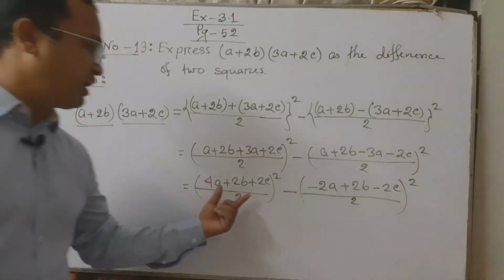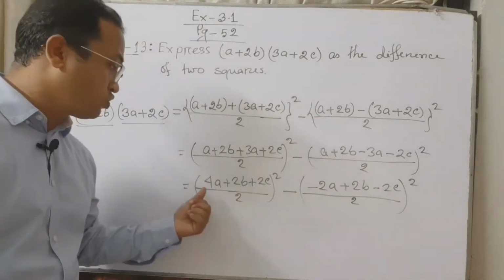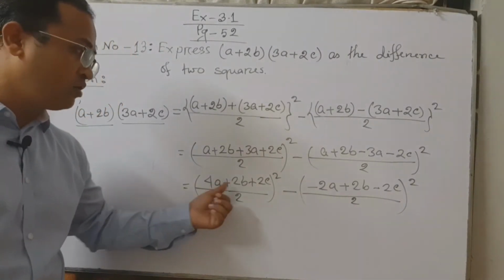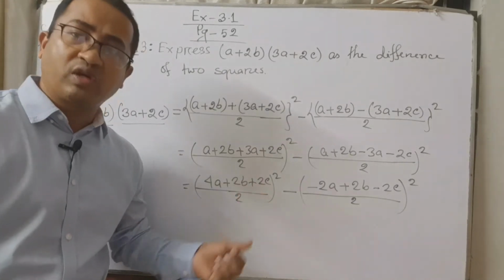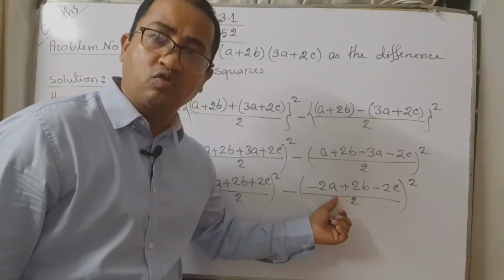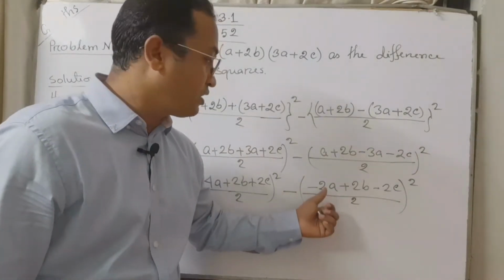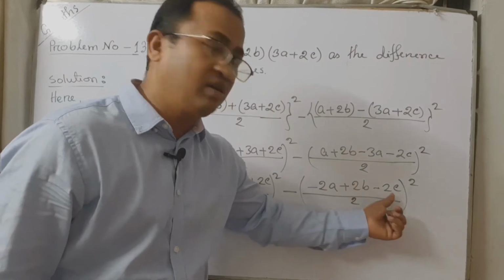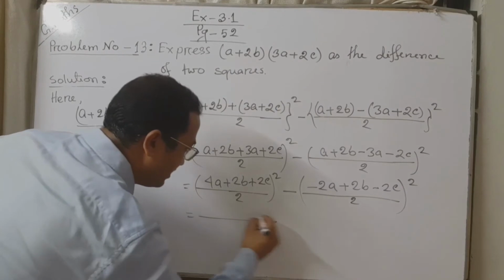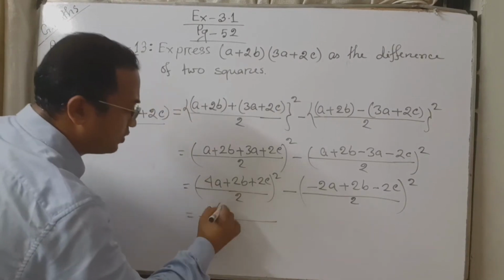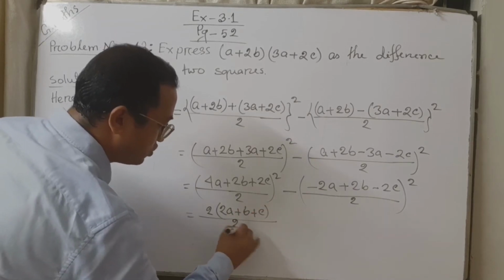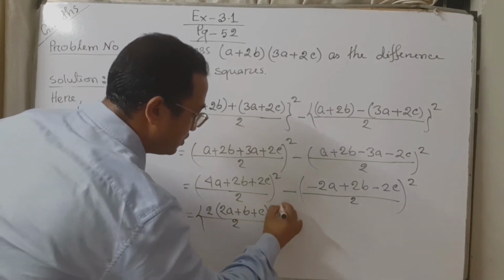Now look at this expression. You can take 2 common from each term of this expression, 4a, 2b, 2c. So you can take 2 common. Again in this expression we can take 2 common from each term, that is 2a, 2b and 2c. So what will it be? It will be like this, 2, then 2 times (a plus b plus c by 2) whole square.